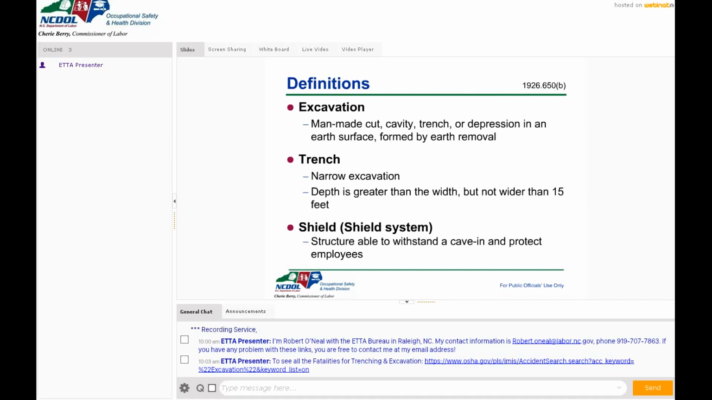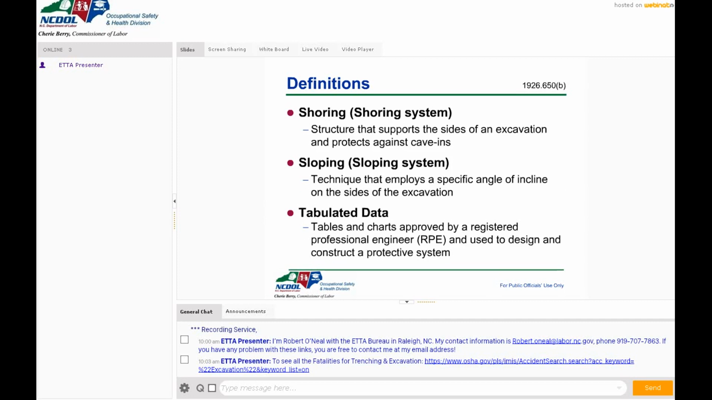Now, there are some definitions, as I mentioned earlier, and excavation is exactly what it says right here. We've kind of shortened it a little bit and put it in there. Trench is typically the same thing that's listed here as well, and a protective system is what you're trying to do to protect the people who are in that particular area, and so forth on these definitions as well.